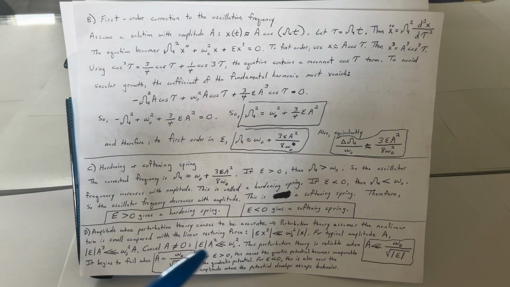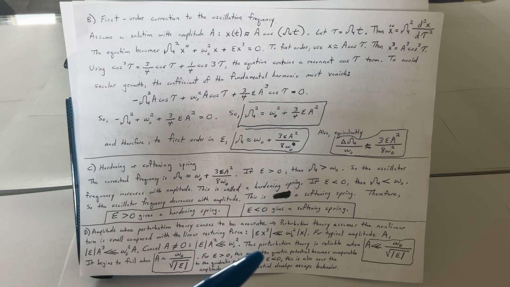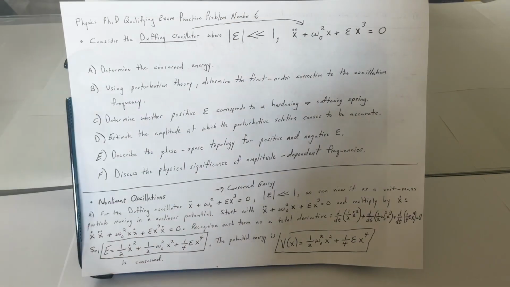So, for epsilon greater than 0, this means the quartic potential becomes comparable to the quadratic potential, and for epsilon less than 0, this is also near the amplitude where the potential develops escape behavior. Okay, that's for part D. Now moving along for part E.